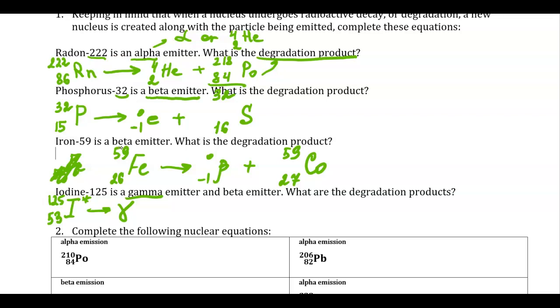And beta emitter, it produces a beta particle, no mass and minus 1 charge. Okay, and the daughter nucleus will be the same mass, 125, and atomic number 54. And in the periodic table, we can find it will be 54, another noble gas, xenon. Okay?